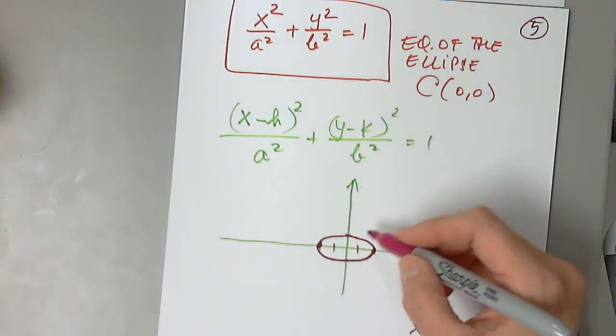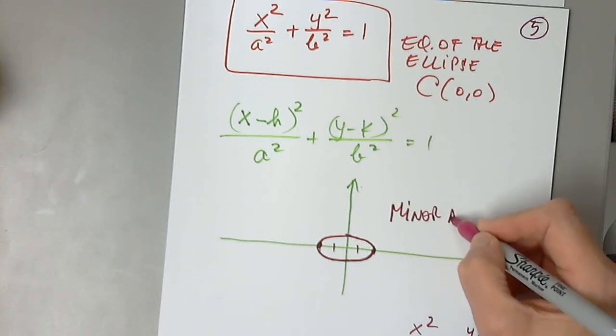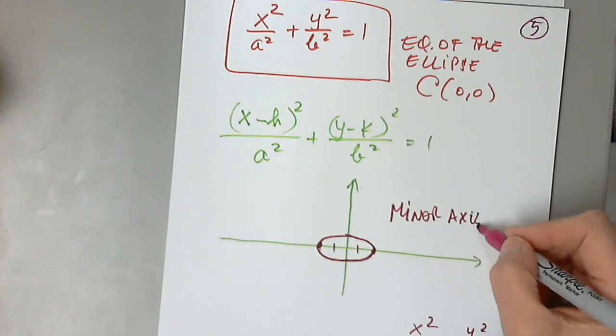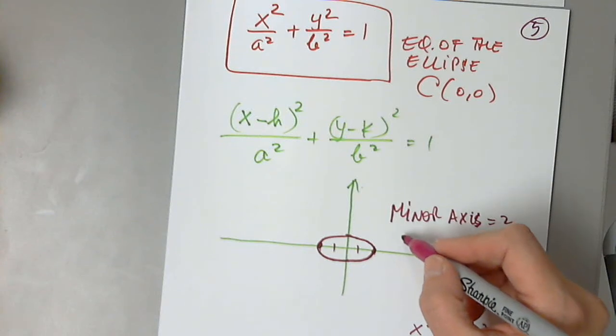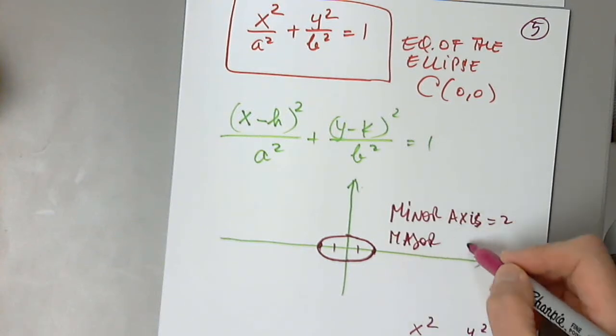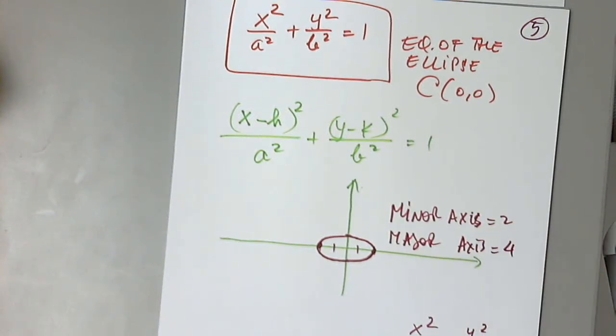The minor axis is two. Major axis is four. Now please ask your question.